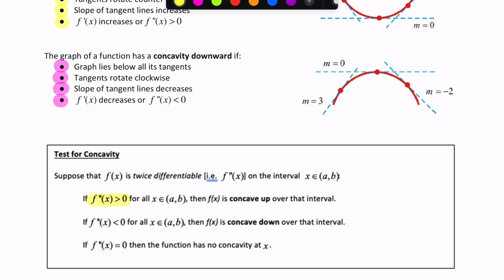So here we're really looking at the second derivative, and what that will tell us is if it's concave up or concave down. And then finally, if f double prime of x is equal to 0, then the function has no concavity at x. And so this is important as we go through these examples.